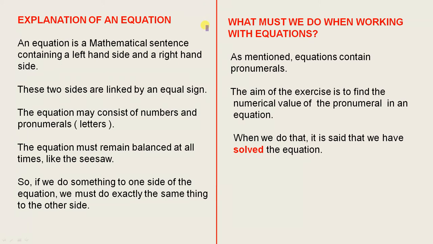Explanation of an equation. An equation is a mathematical sentence containing a left-hand side and a right-hand side. These two sides are linked by an equal sign. The equation may consist of numbers and pronumerals. Another name for pronumerals is letters. The equation must remain balanced at all times, like the seesaw. So, if we do something to one side of the equation, we must do exactly the same thing to the other side. What must we do when working with equations?